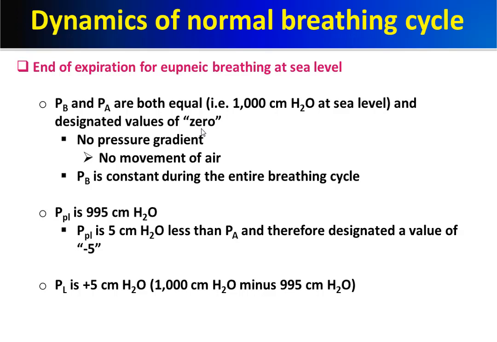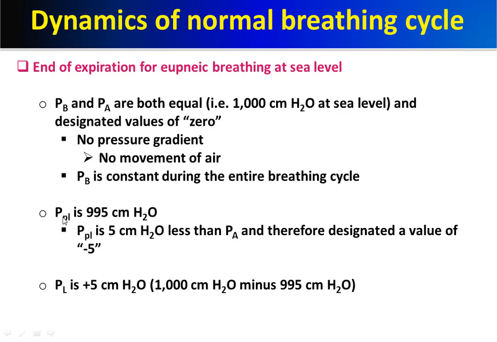So since they are both equal, there is no pressure gradient between the atmosphere and the alveoli at the end of normal resting eupneic breathing at sea level, and there is no movement of air. And we need to remember that the barometric pressure is constant throughout the entire breathing cycle. It doesn't change. What about the intrapleural pressure?